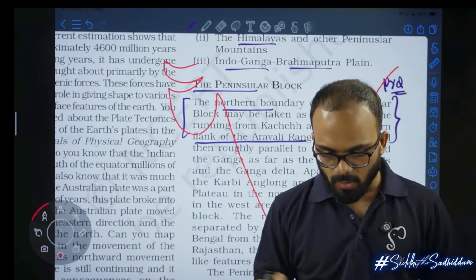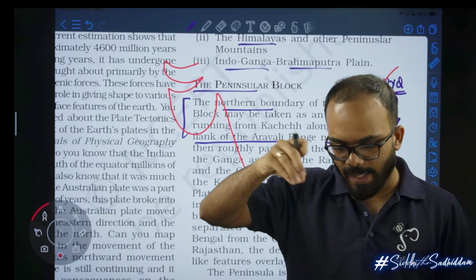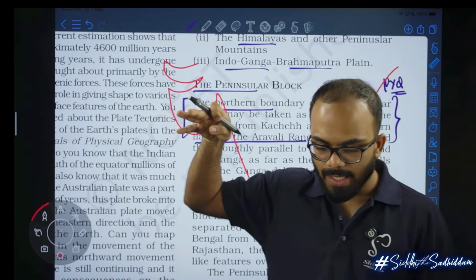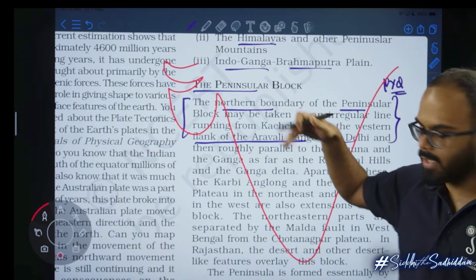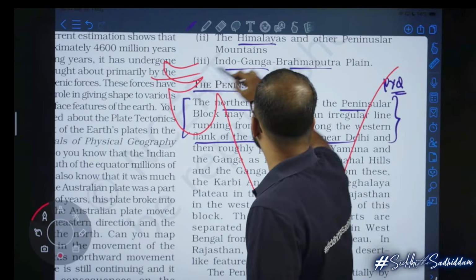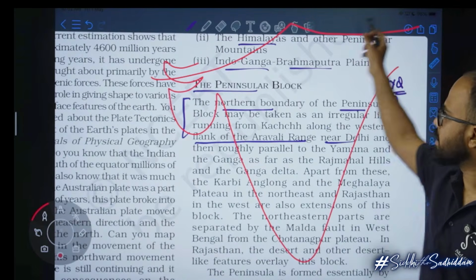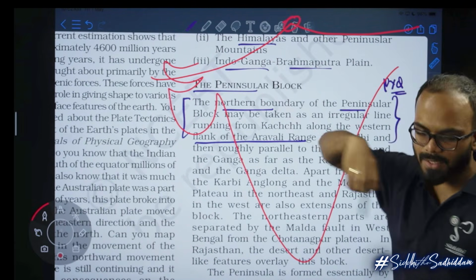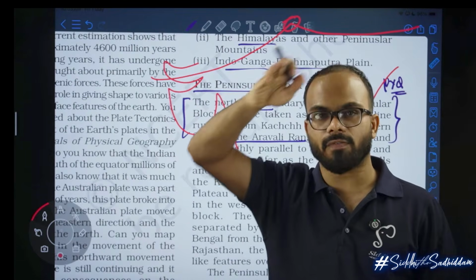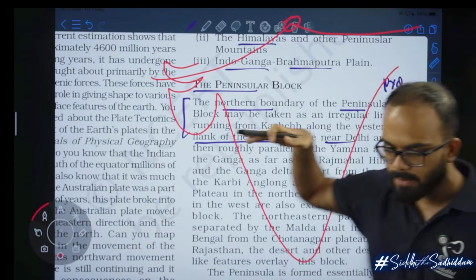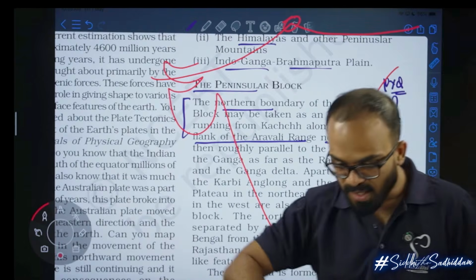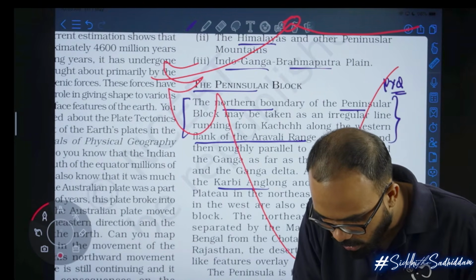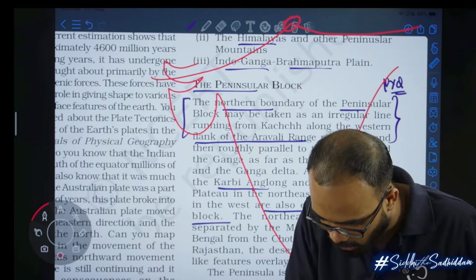So the northern boundary starts from Kutch and then goes along the western flank of Aravalli range near Delhi and then roughly parallel to Yamuna and Ganga as far as Rajmahal Hills. So this goes something like this. This is the overall boundary line. We started with Kutch, then we have gone till Delhi Ridge, and then we have continued parallel to Yamuna and Ganga as far as Rajmahal Hills. And along with this, Karbi Anglong and Meghalaya Plateau are the extensions of this block.